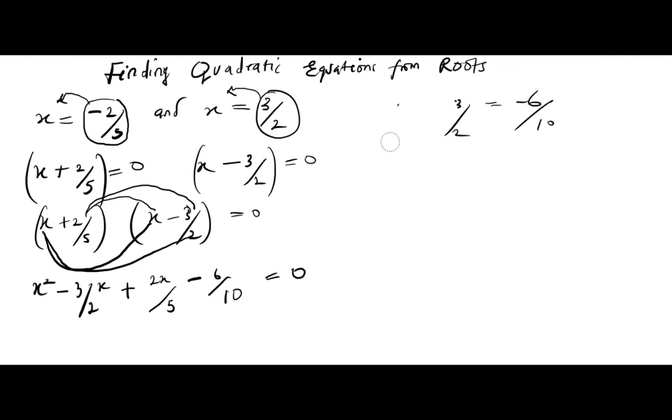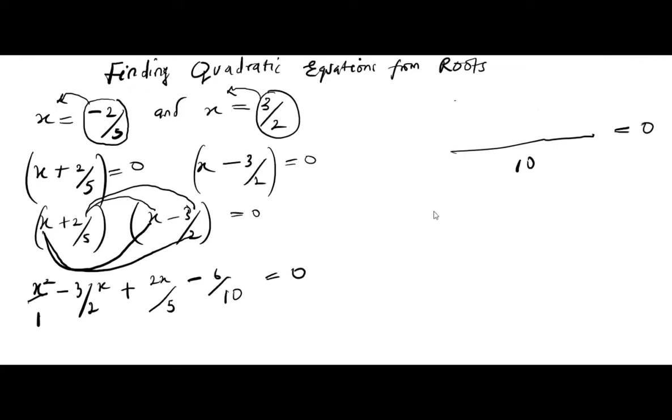Alright, let's use this part of the board. In order to simplify this, we need to find the LCM. Here the x squared is over 1. So we need to find the LCM of 1, 2, 5, and 10. And the LCM is 10. So this equals 0, and the LCM is 10.